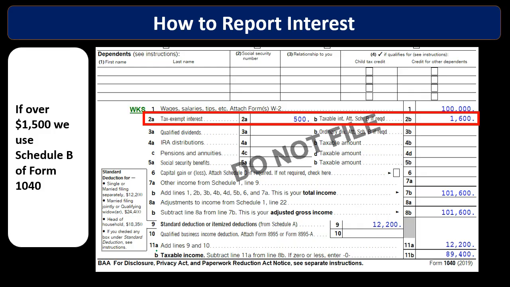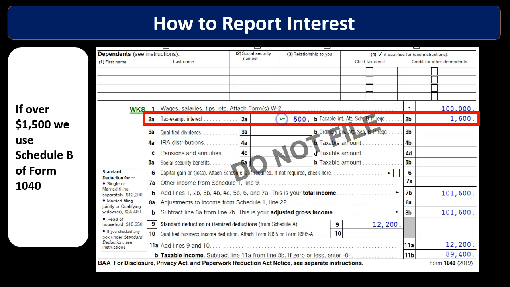So how do we report the interest income? This is page 1 of the form 1040. You'll see on line 2A, up in the top part of our tax equation, we have the 500. That's the tax exempt interest. And then in line 2B, we have the 1,600. So note, the 1,600 is included, and that's going to be the amount included in the total income that we're ultimately going to use in the calculation of the tax. What's not included in here is that $500.